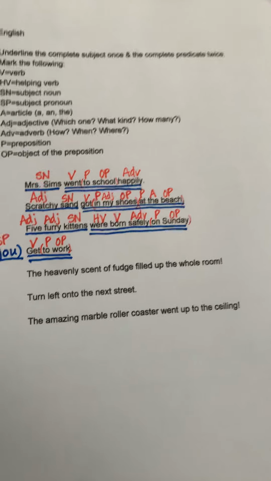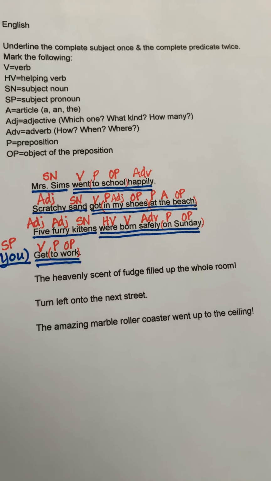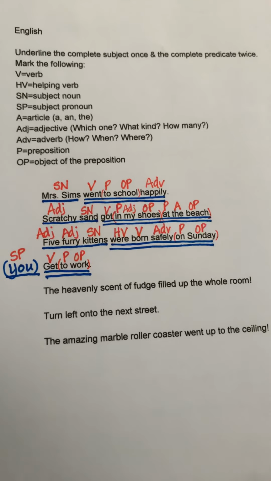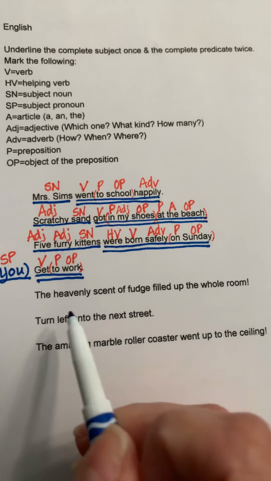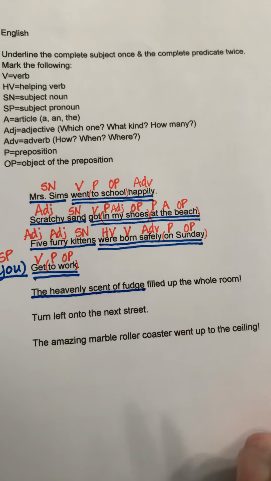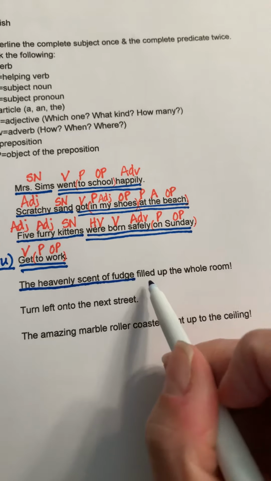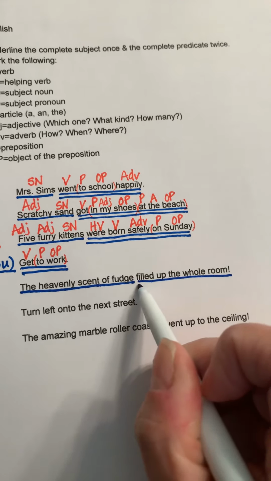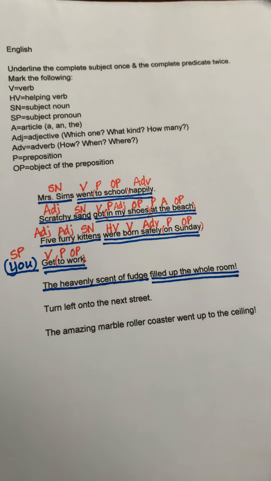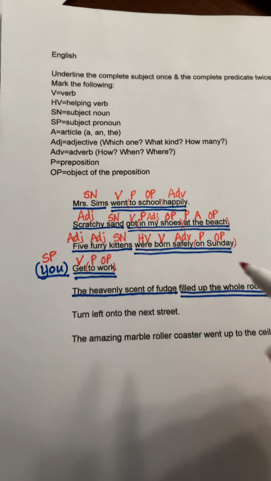Okay, welcome back. Hopefully you have completed your sentences, and now you're just checking them with me. Okay? The heavenly scent of fudge filled up the whole room. Well, who or what is this sentence about? The heavenly scent of fudge. And what is being said about the heavenly scent of fudge? Filled up the whole room. All right, so what is our action?